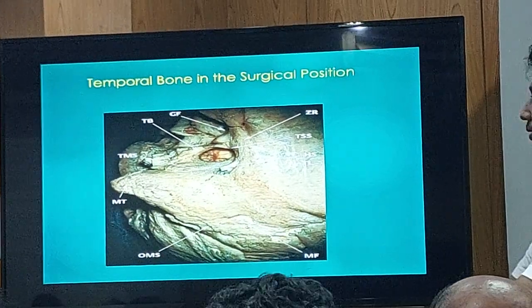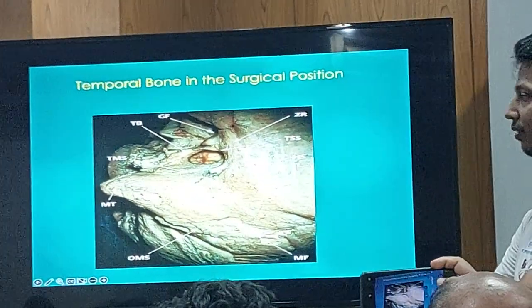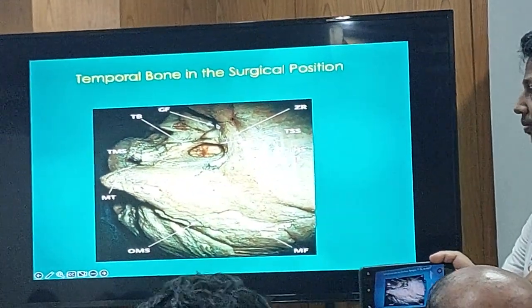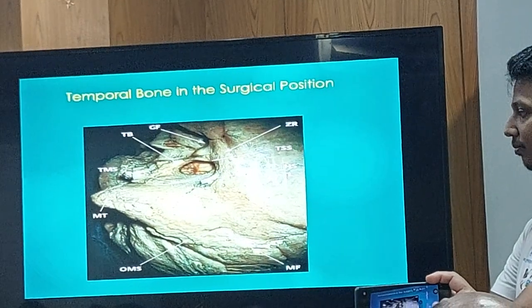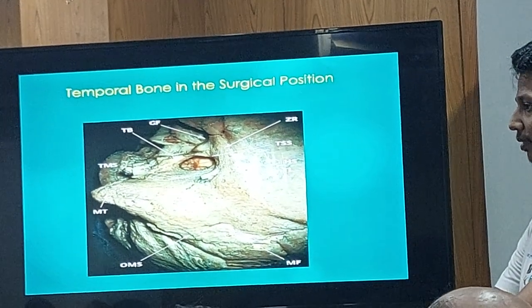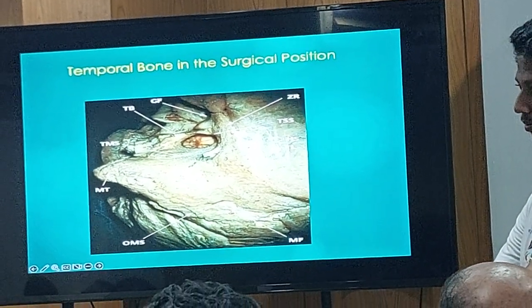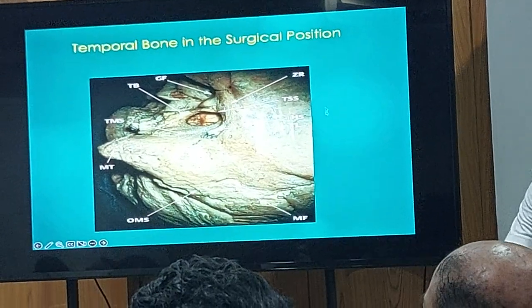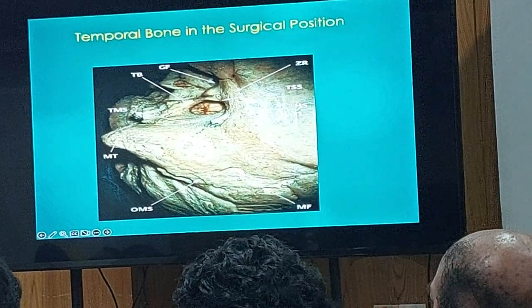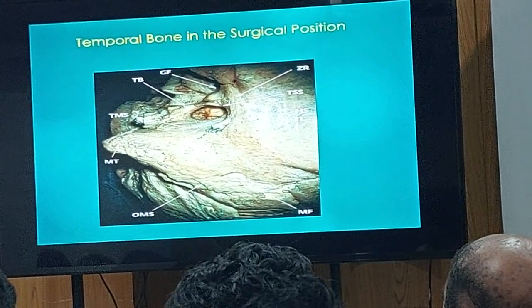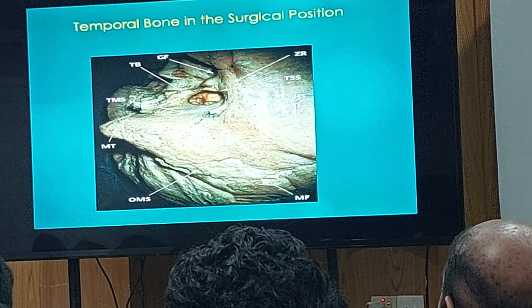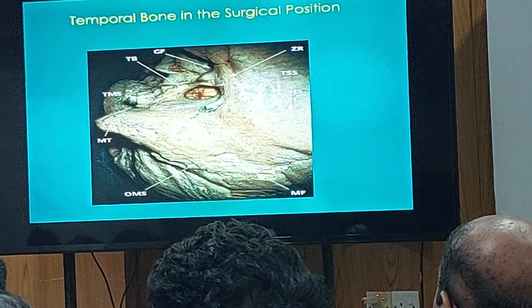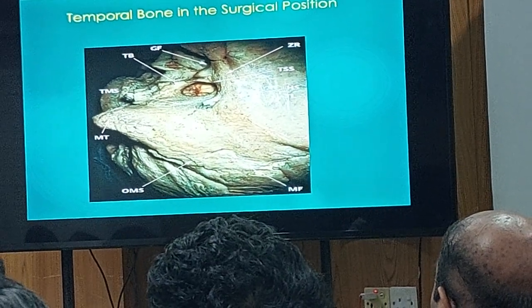So I will just show some. This is the standard anatomical position where you will hold the bone in a holder, and it should be like that. This is the position. It should not be this but this. So you can drill comfortably, and you can simulate your real surgical position.